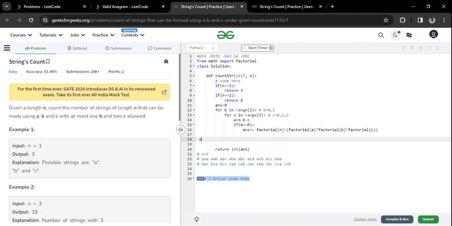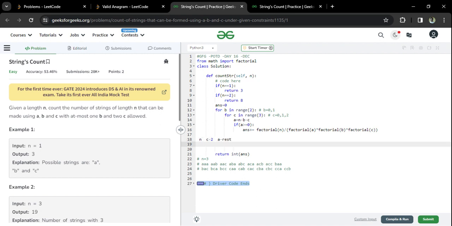Suppose you have a string of length n, and in that n only two c's are present. C is present only two times, and the rest are all a. So how do we find the number of ways of arranging this? The answer is going to be n factorial.